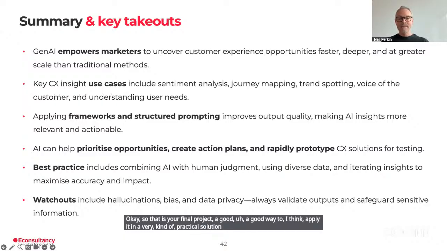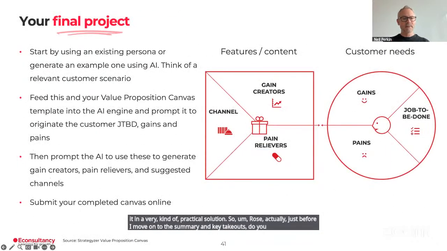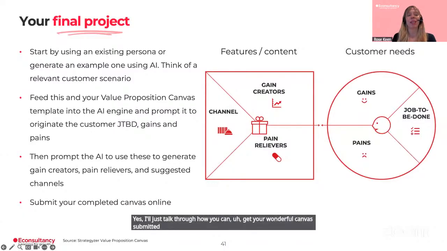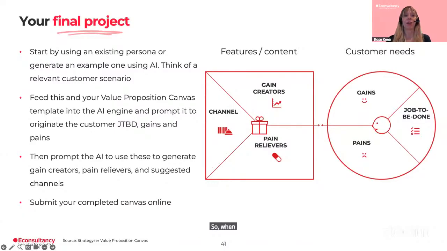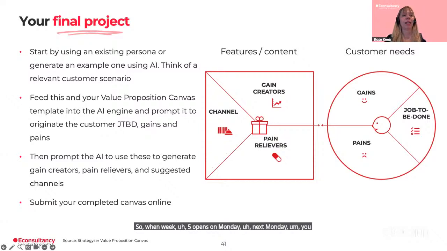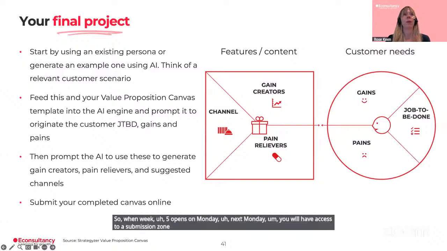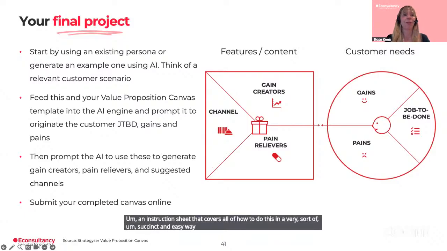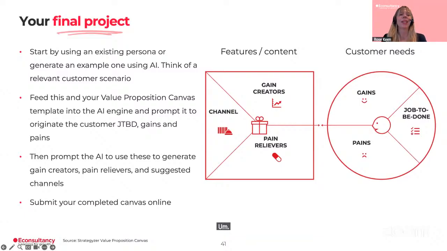So Rose, just before I move on to the summary and key takeaways, do you want to say something about the submission details? Yes, I'll just talk through how you can get your wonderful Canvas submitted. When week 5 opens next Monday, you will have access to a submission zone. It will have both the Canvas that you're to fill in, an instruction sheet that covers how to do this in a very succinct and easy way with arrows and whatnot, and you'll have a submission zone.